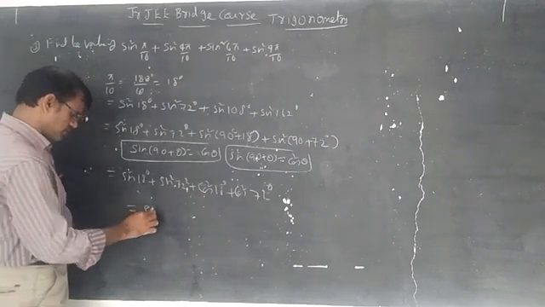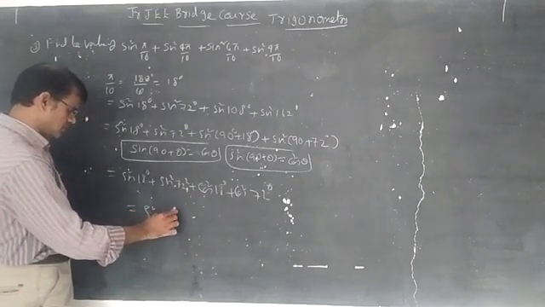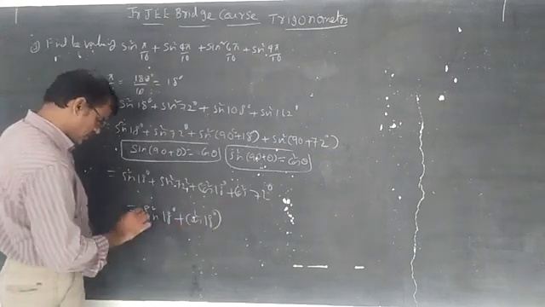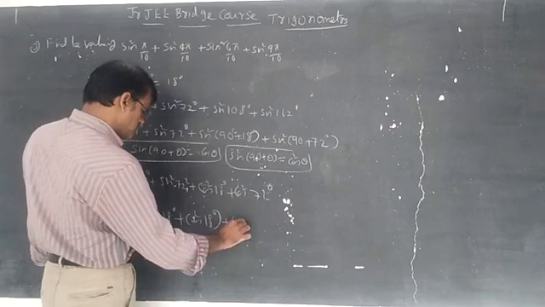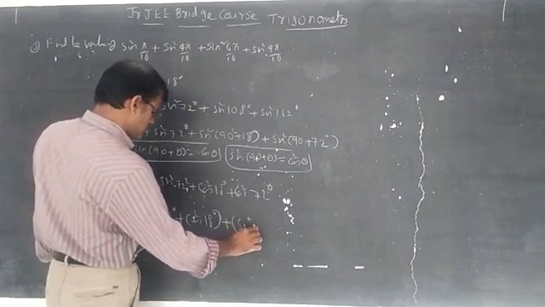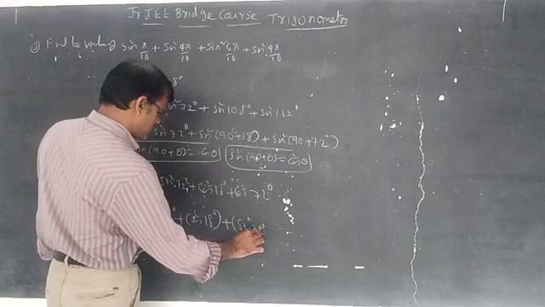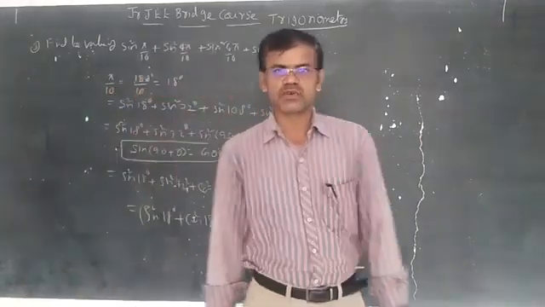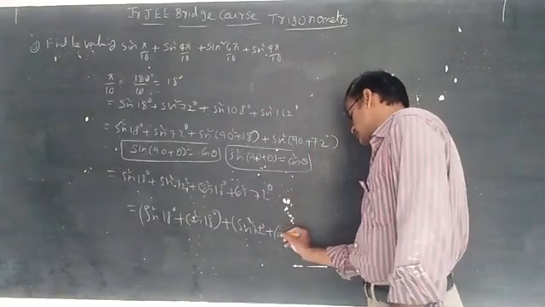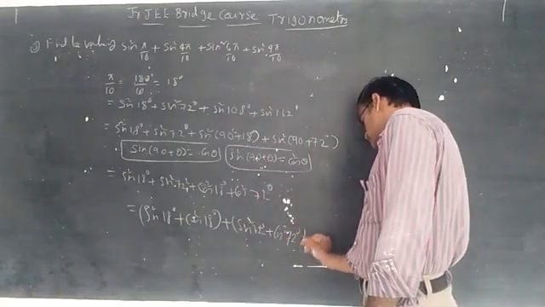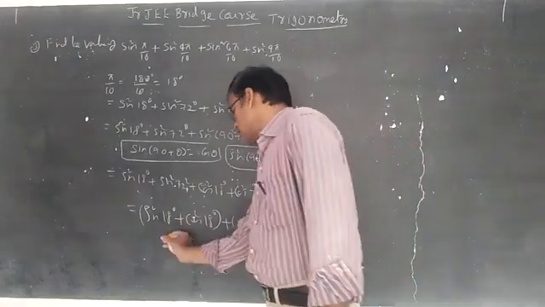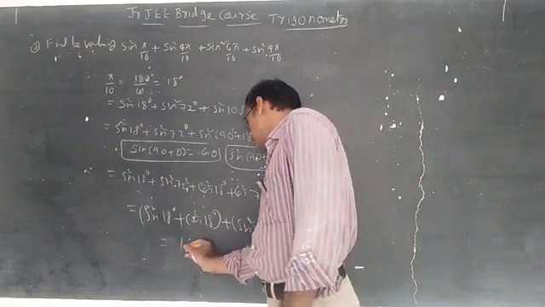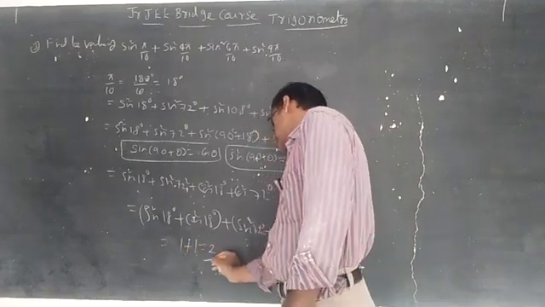We can write sin square 18 plus cos square 18 side by side, and sin square 72 degrees plus cos square 72 degrees side by side. We know that the value of sin square theta plus cos square theta is equal to 1. It is also 1, so 1 plus 1 is equal to 2.